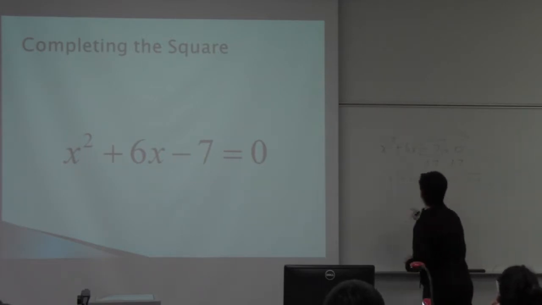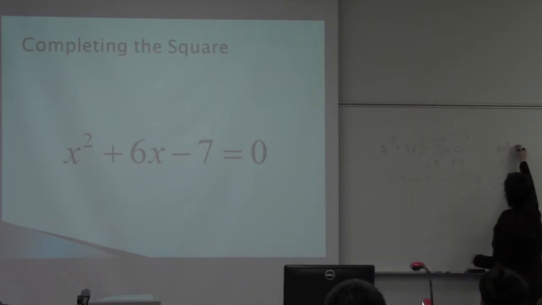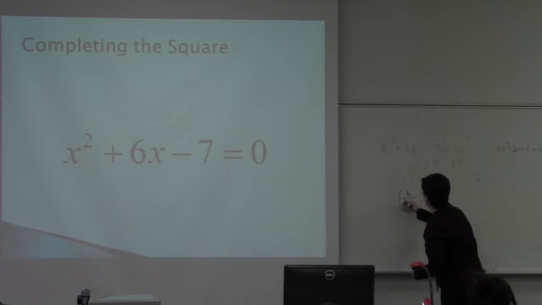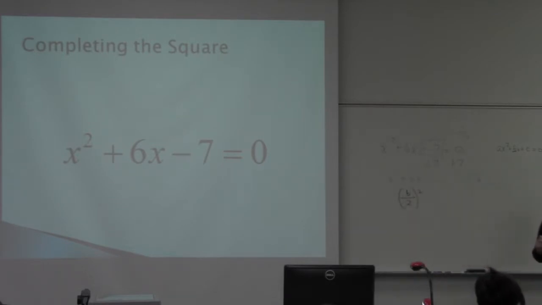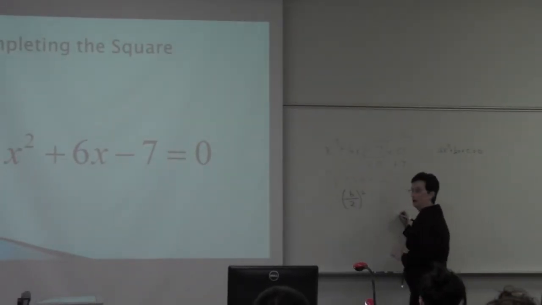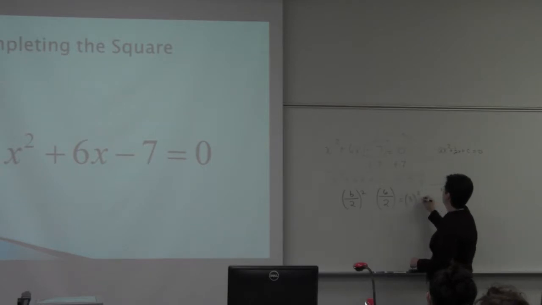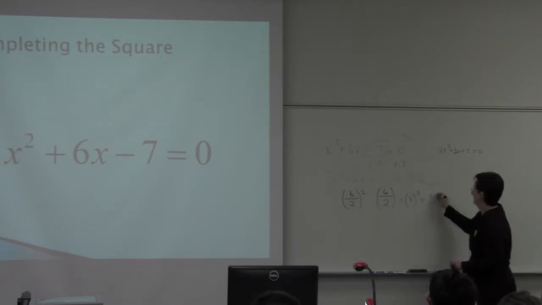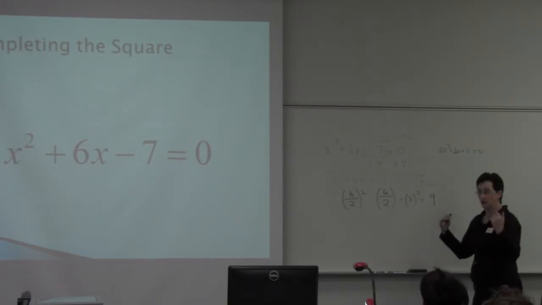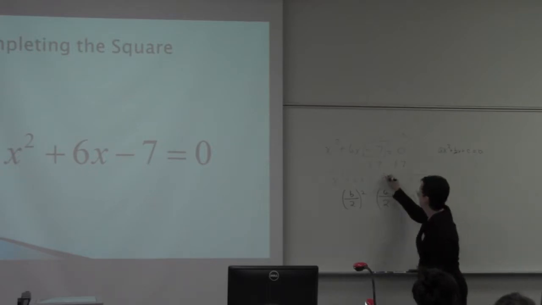Every single time, this perfect number right here is: take the middle term, divide it by 2, and square it. It works every single time. So we're going to take the middle term, which is a 6, divide it by 2, which is 3, and we're going to square it. So 3 squared is 9, so the perfect number that's going to create a perfect square trinomial is 9. So we're going to put it right here.